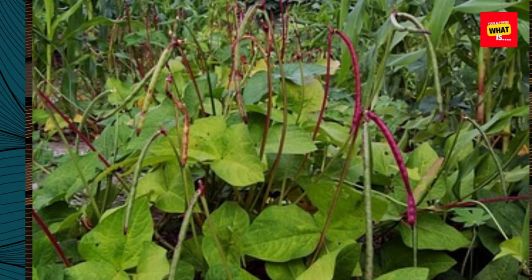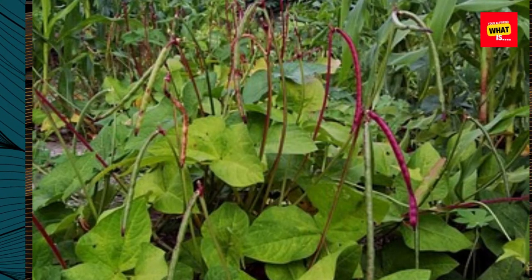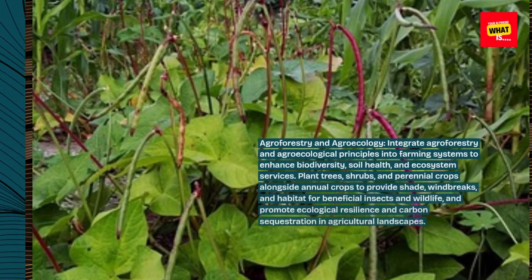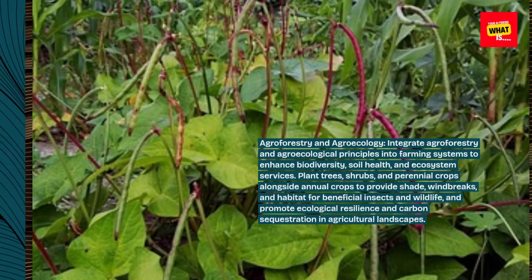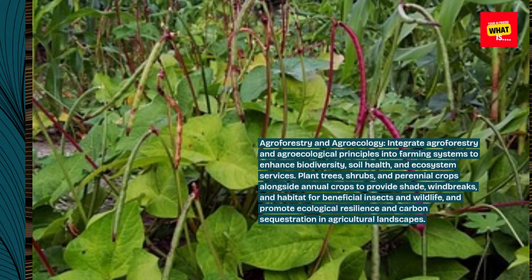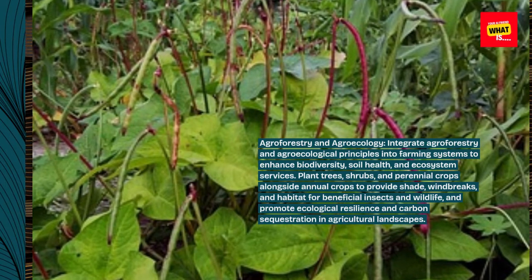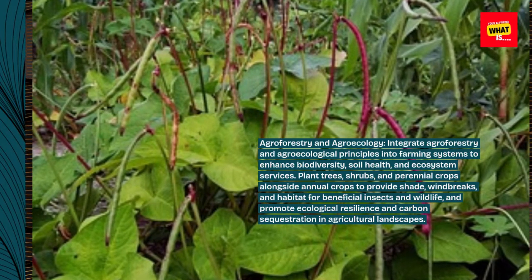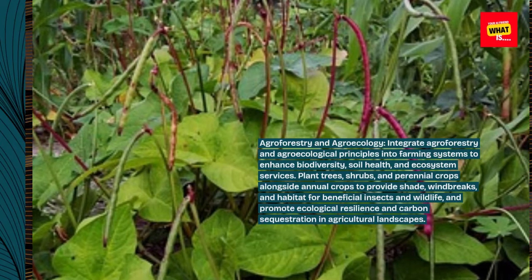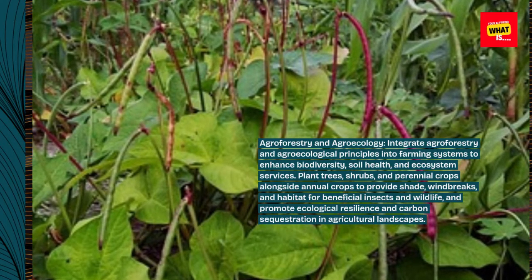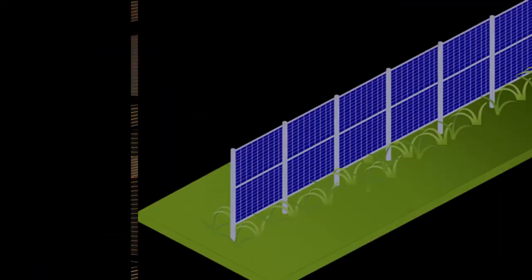Agroforestry and agroecology. Integrate agroforestry and agroecological principles into farming systems to enhance biodiversity, soil health, and ecosystem services. Plant trees, shrubs, and perennial crops alongside annual crops to provide shade, windbreaks, and habitat for beneficial insects and wildlife, and promote ecological resilience and carbon sequestration in agricultural landscapes.